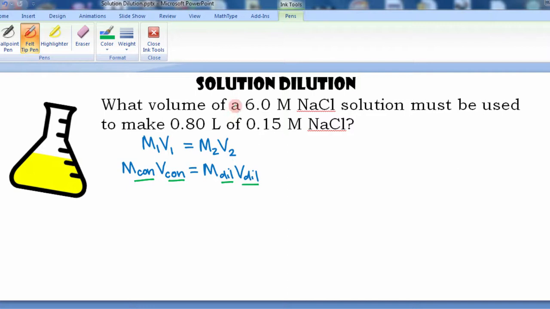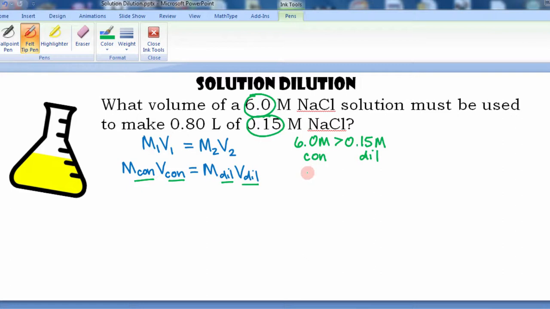So if you notice, 6 molar compared to 0.15 molar, that gives us the two concentrations, and 6.0 molar is greater than 0.15 molar. So we would say this is our concentrated and this is our dilute. Okay?